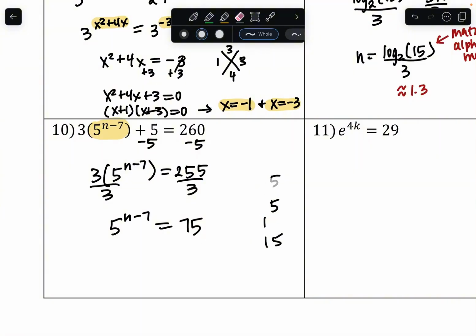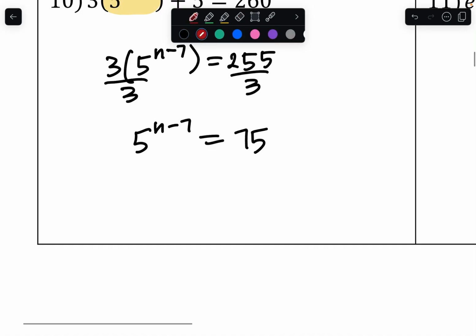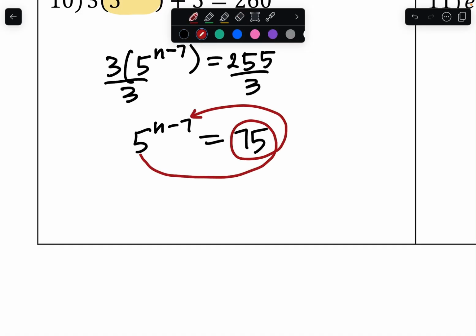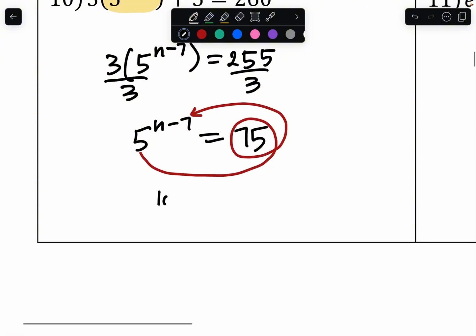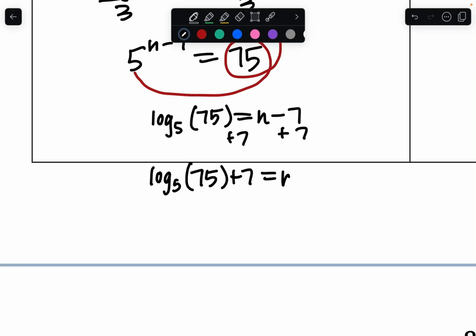And then if we try to rewrite 75 as a power of 5, we can't. And so this is when we know we have to convert. So log base 5 of 75 equals n minus 7. Now we just add 7 to both sides. So log base 5 of 75 plus 7 equals n.